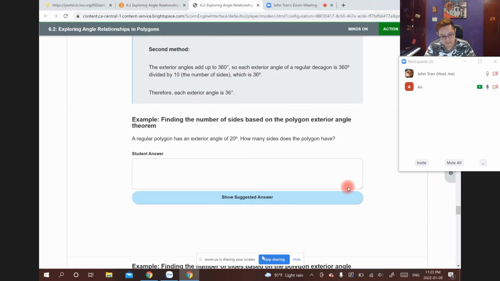A regular polygon has an exterior angle of 20. How many sides does the polygon have? The total is 360. One exterior angle is 20.